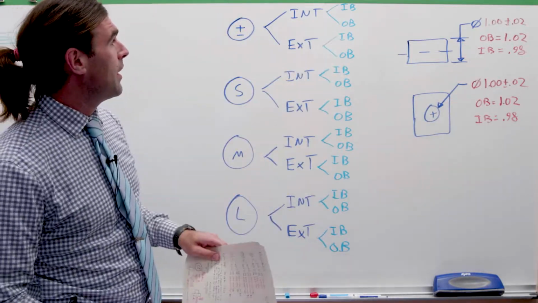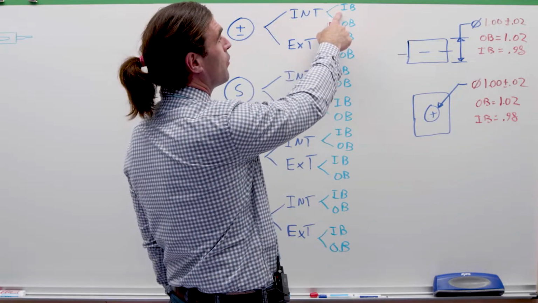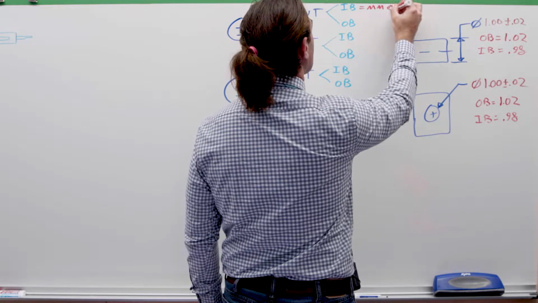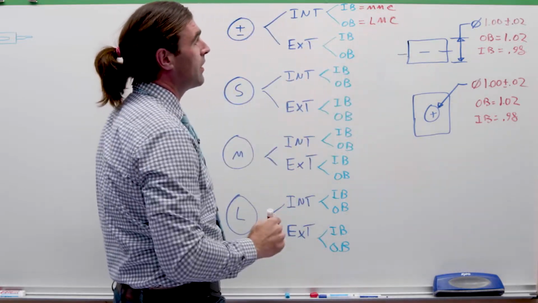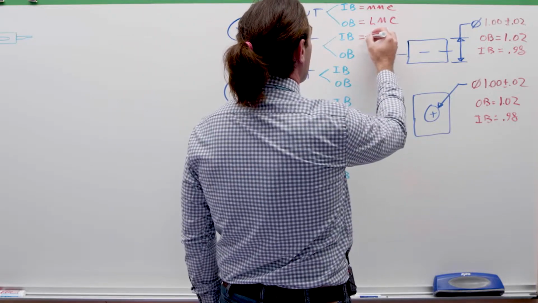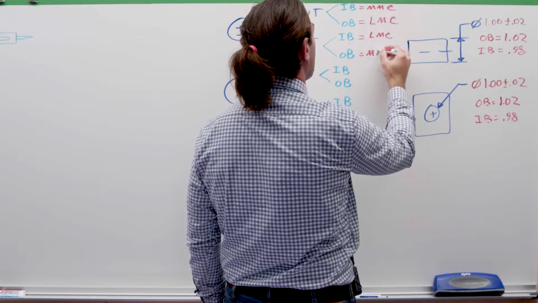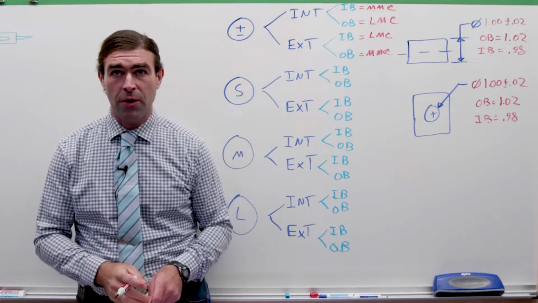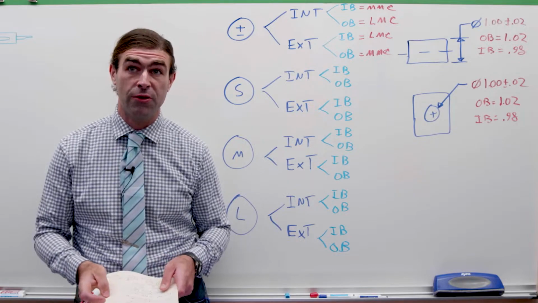Now, to write it up here, our inner boundary for an internal feature is the MMC. The outer boundary for an internal feature is the LMC. It's opposite for external. The inner boundary is going to be the LMC. The outer boundary is going to be the MMC. So see what I mean? You don't really have to memorize this. If you just think about the objects, it should come pretty naturally.